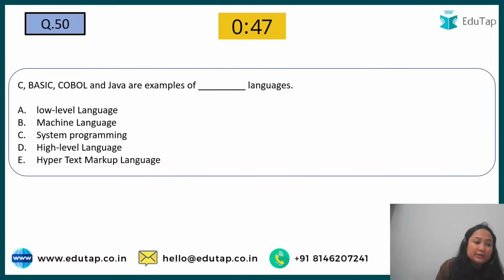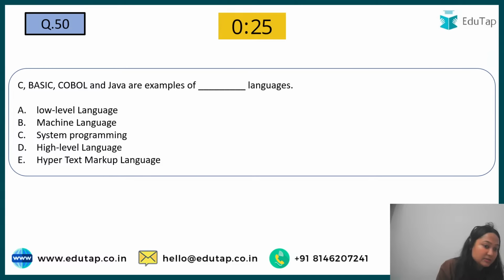All right. Now, C, Basic, COBOL, Java are the example of dash language. I have told you this before. This should not be incorrect at all. Are these high level languages? Are these low level languages? Are these machine languages? Are these hypertext markup languages? Or are these system programming languages? Okay, I have just told you C, Basic, COBOL, Java. These are what? 50th answer is what?